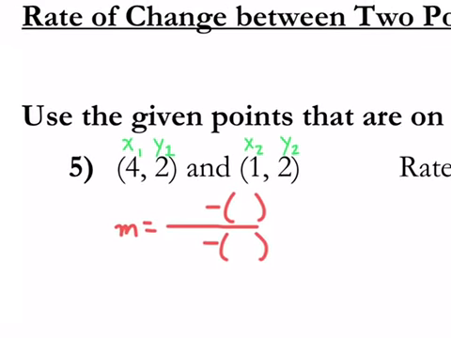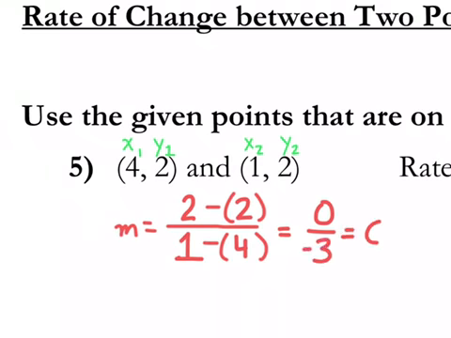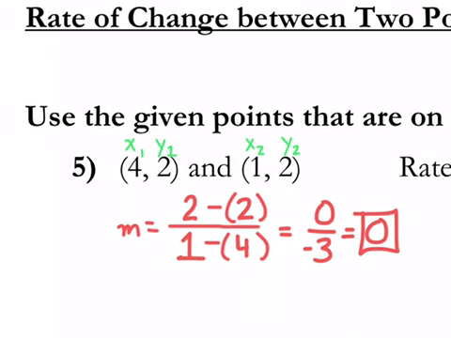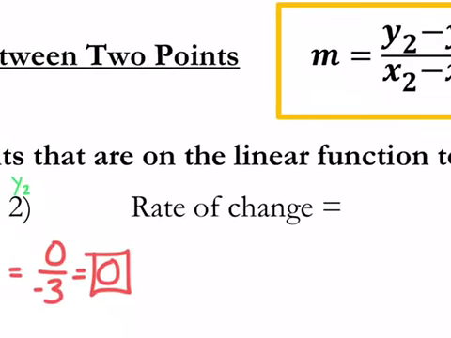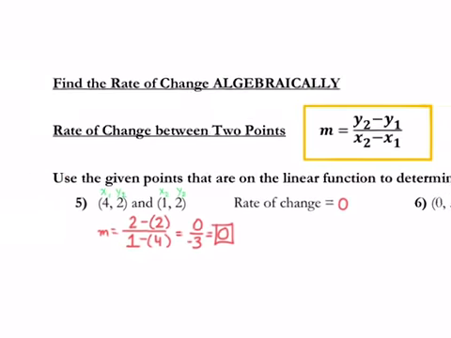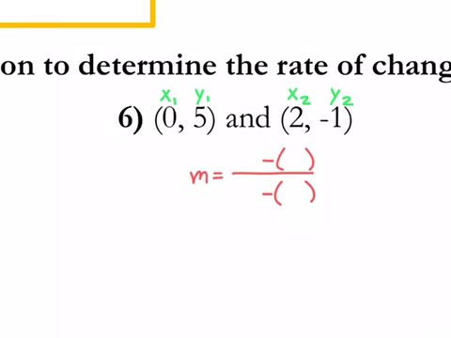So I look at my labeled points, and I'm going to do 2 minus 2. And then I'm going to do x2 minus x1. And I end up with 2 minus 2 is 0. 1 minus 4 is negative 3. So my rate of change here is 0. So 0 divided by any number is 0. So let's move over to example number 6.